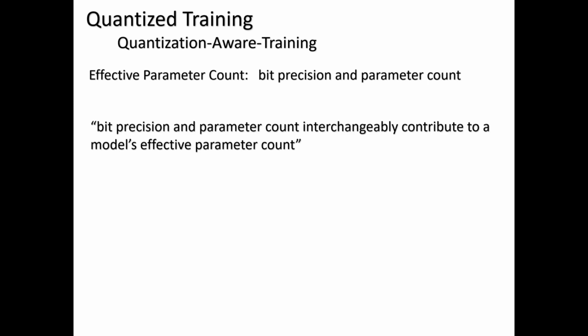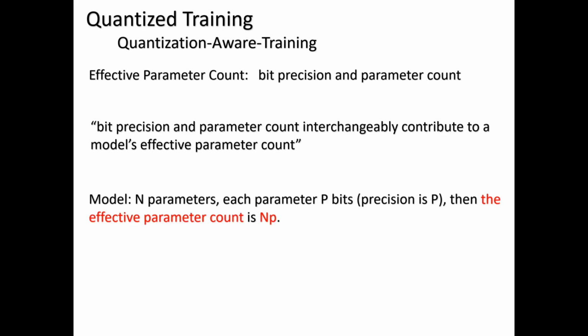So here is my explanation. For a model with n parameters, where each parameter is represented with p bits, so the precision is p, the effective parameter count is n times p. You can think of it as the total number of bits to represent the model.